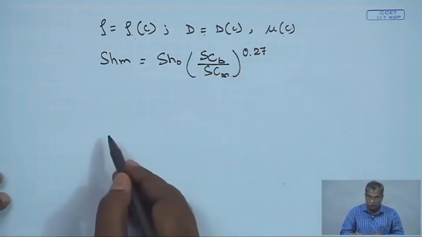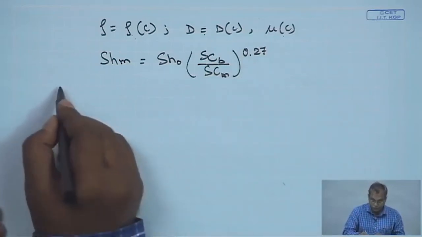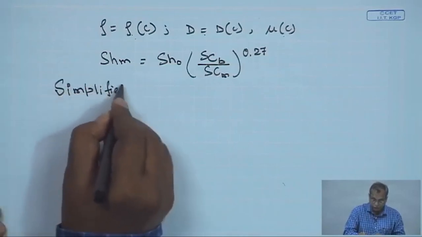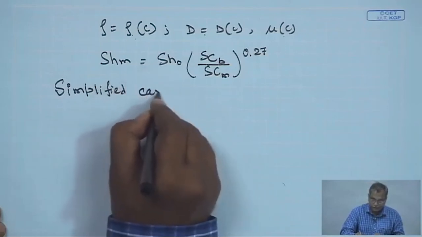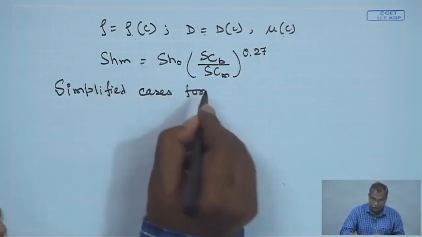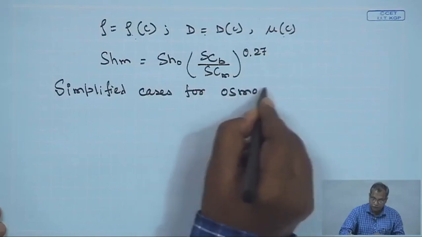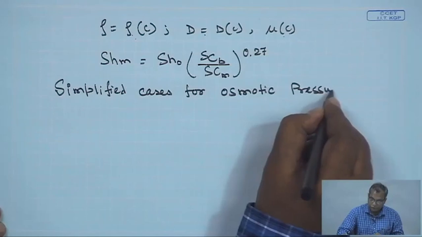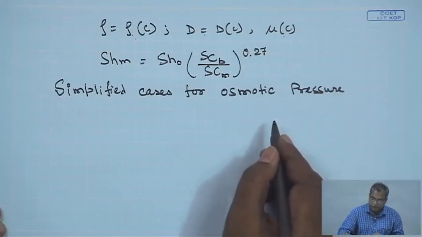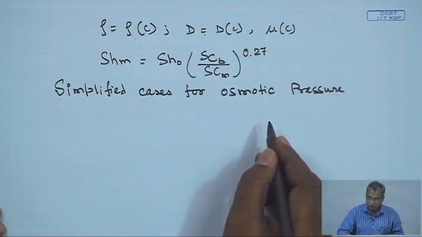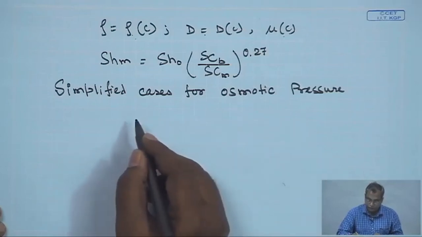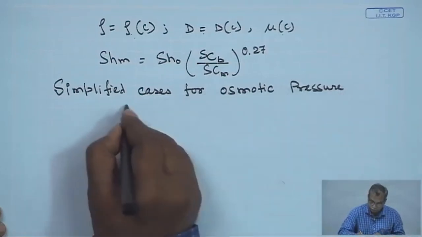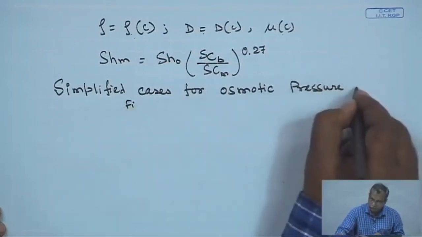After this, what will we be looking into? We will be looking into some simplified cases for osmotic pressure controlled filtration, because we have already seen that in an actual case, the solution has to be an iterative one through the Newton Raphson technique. Now, let us look into some of the simplified cases.